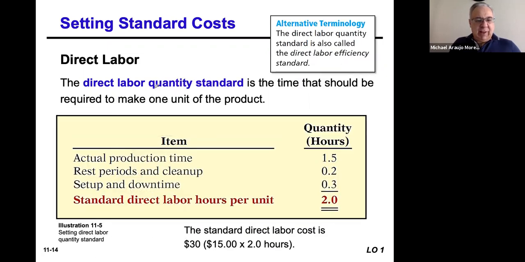and how many direct labor hours are required to make 1 unit. That's the direct labor quantity standard. Some books actually have it as the efficiency standard, right? What time should be used or required to make 1 unit? Actual production time, 1.5 hours, plus some rest periods, cleanup, setup, bathroom breaks.